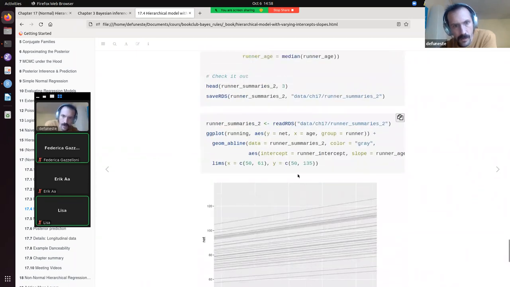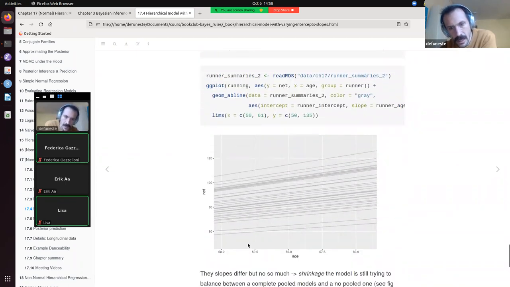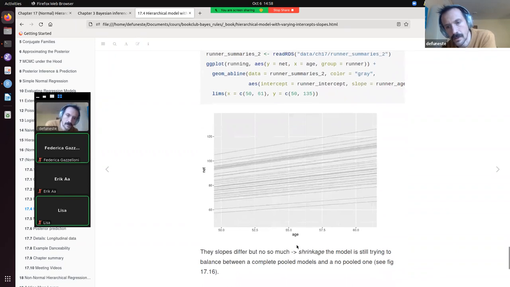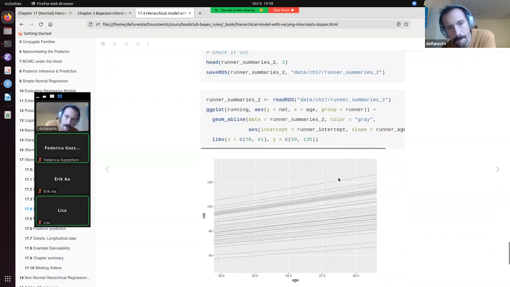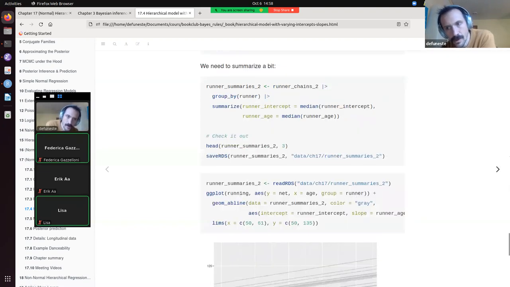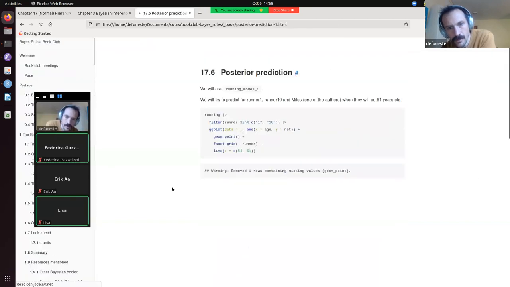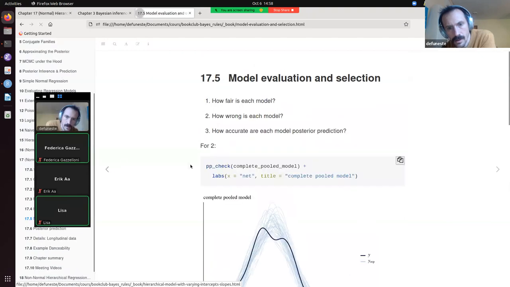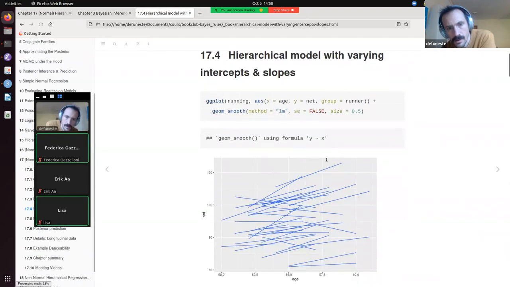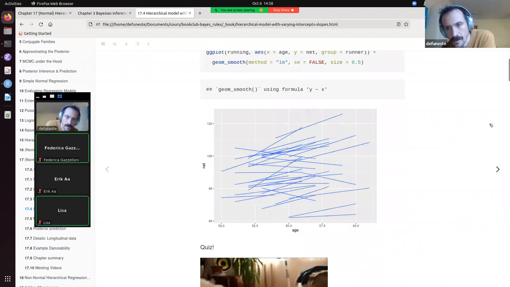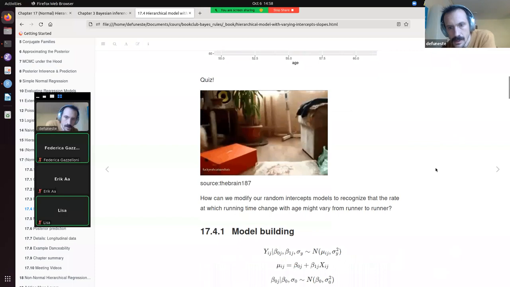Because we have a bunch of simulations, if we take the median, this is every runner's intercept and the age-specific slope coefficient. Are you surprised by something? You should. If I can help you, remember, this is what the data look like. And this is what the model produces on the median.